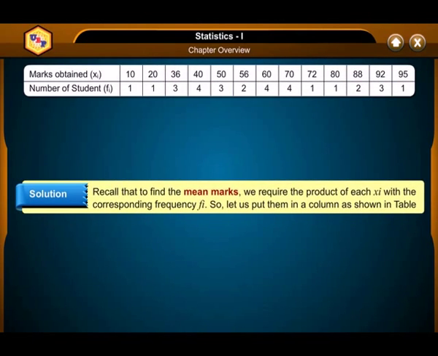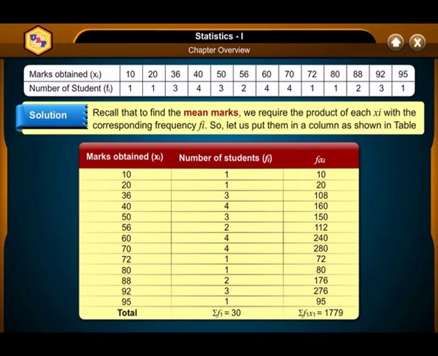Solution. Recall that to find the mean marks, we require the product of each xi with a corresponding frequency fi. So, let us put them in a column as shown in the table. Marks obtained, number of students fi, fixi. 10, 1, 10. 20, 1, 20. 36, 3, 108. 40, 4, 160. 50, 3, 150. 56, 2, 112. 60, 4, 240.